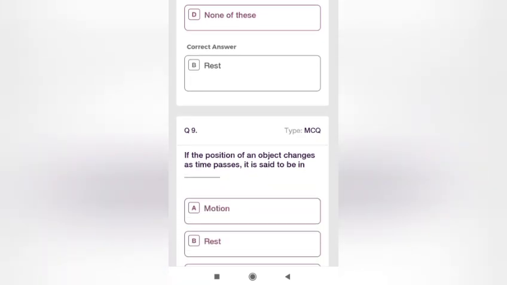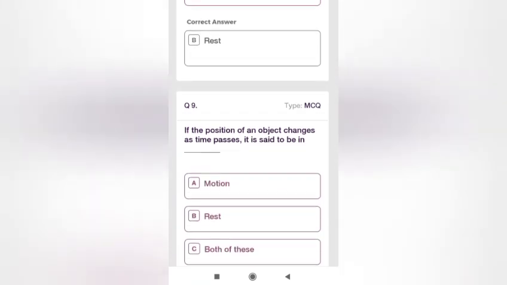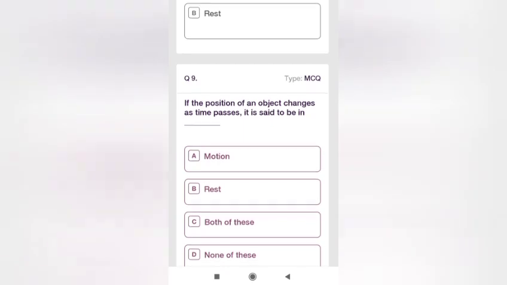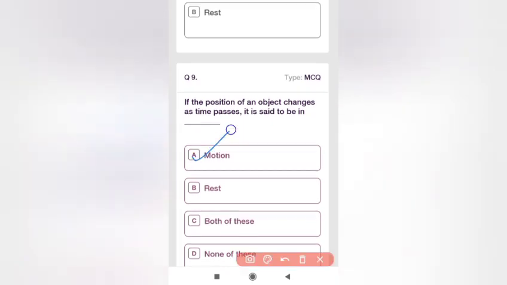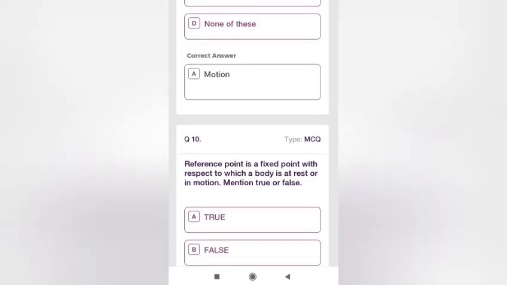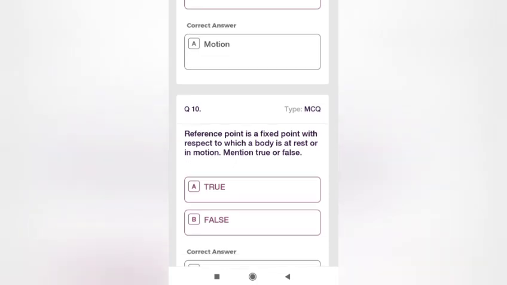If the position of the object changes as time passes, it is said to be in motion. So option A is the correct answer. Reference point is a fixed point with respect to which a body is at rest or in motion. That is true.